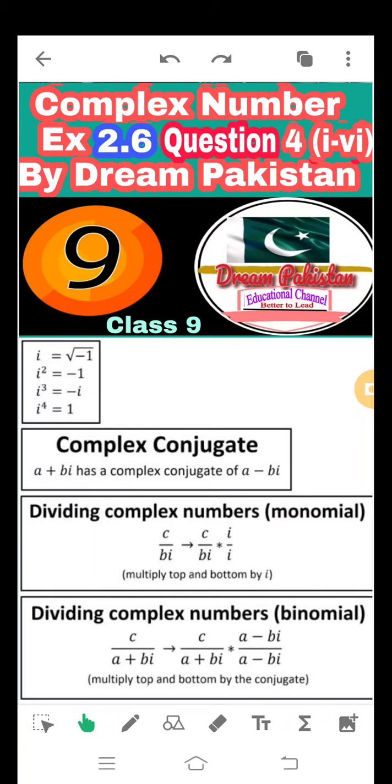So, dividing complex numbers: in case of a monomial, we will do c over b iota multiplied by iota over iota, and in case of a binomial we multiply and divide by the conjugate of the complex number. Here is c over a plus b iota, we multiply by a minus b iota and divide by a minus b iota, as seen on this screen.